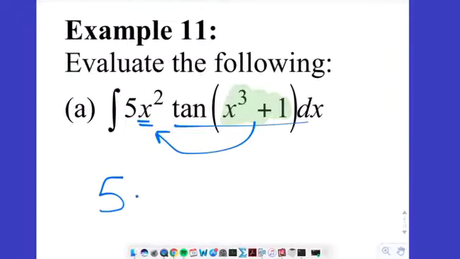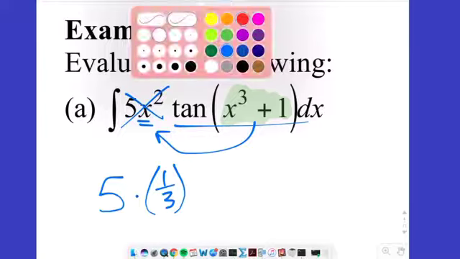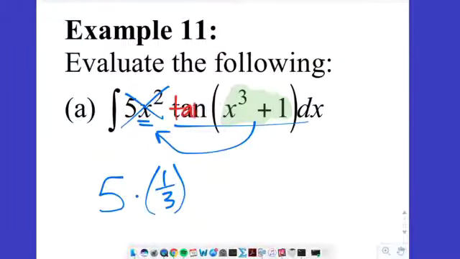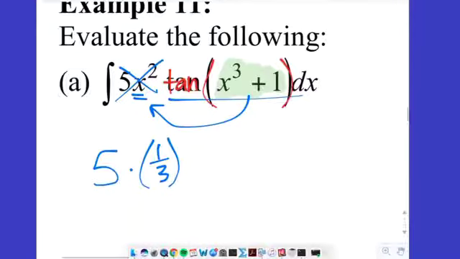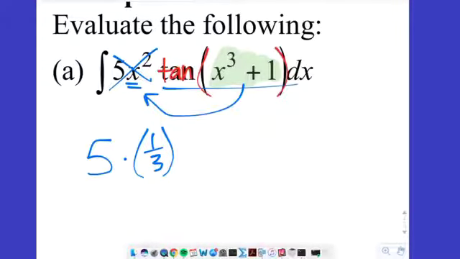3x squared. So we get the critical x squared part. We're only off by a 3, which is not a problem at all. We put a correction of a 1/3, and now we've accounted for both the 5 and the x squared, and we're on to step 2, the rule of integration. What is x cubed plus 1 inside of? It's inside of the tangent function. So now, what is the antiderivative of tangent of blob?